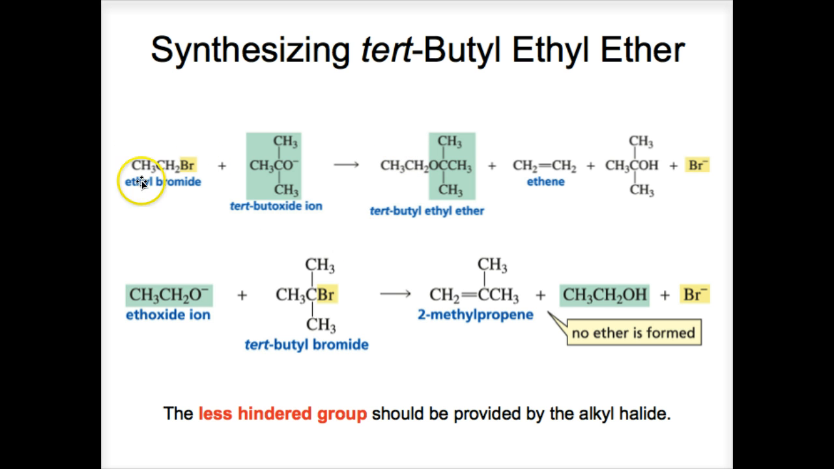So here we have ether being formed, and in this case down here we have no ether being formed. We have less hindered ethyl bromide here and tert-butoxide ion forming the substitution product and the elimination product. And here's ethoxide and tert-butyl bromide forming the elimination product, and the product after gaining the proton from the tert-butyl bromide is shown here, the alcohol. So in synthesizing an ether, the less hindered group should be provided by the alkyl halide.